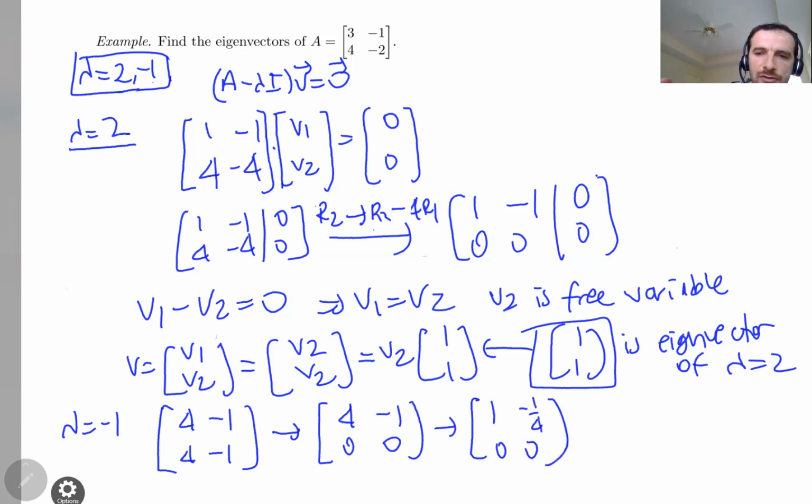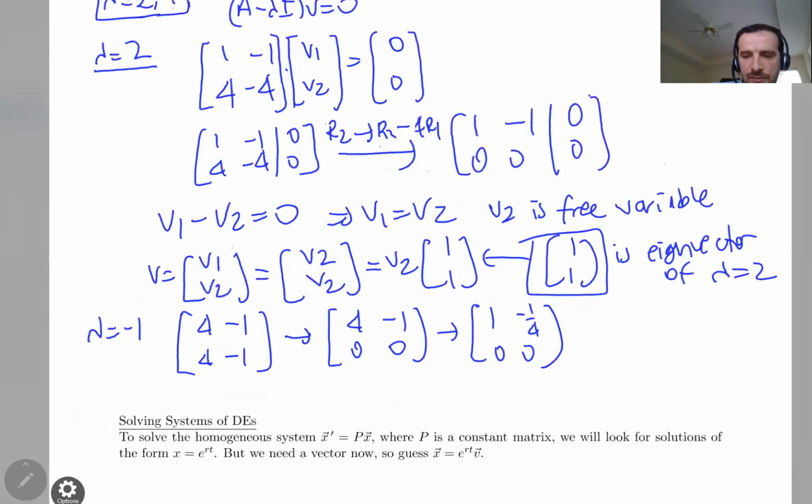Cool. Now I row reduce it. So what will be the solutions then? In this setup, v1 minus 1 over 4 v2 is equal to 0. And nothing coming from the second row. So from here, what I get, v1 is equal to 1 over 4 v2. Again, v2 is free.